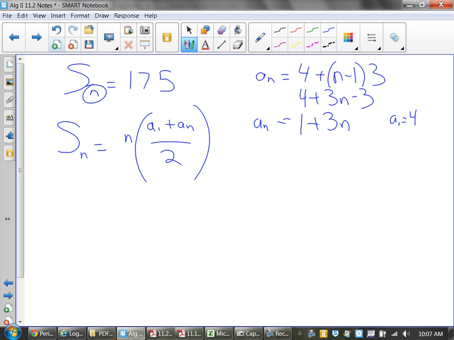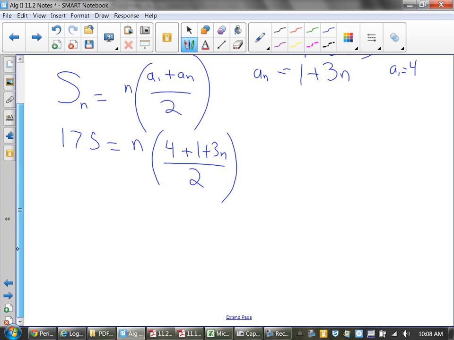Well, I know what the sum has to equal. I don't know how many it's going to take me to get there. I know the first term is 4. I know the sub n term is going to be 1 plus 3n. And I know it's all going to be over 2. Are we okay with that? Yeah. All right. What do I do first?